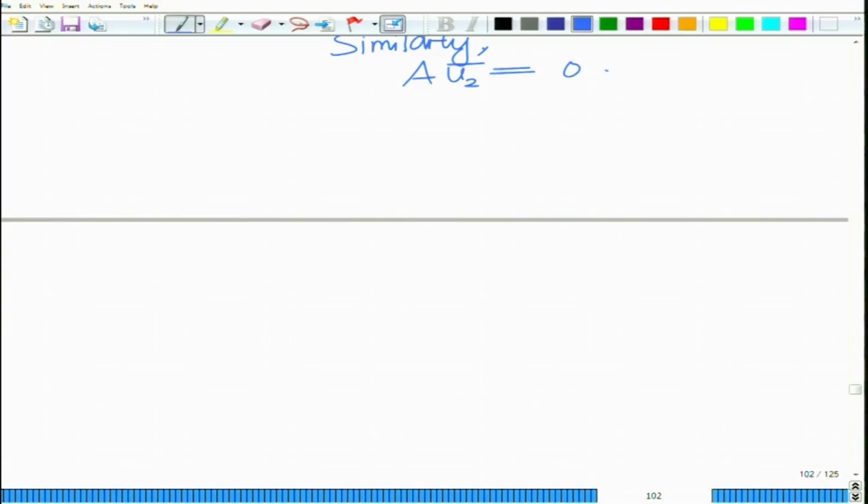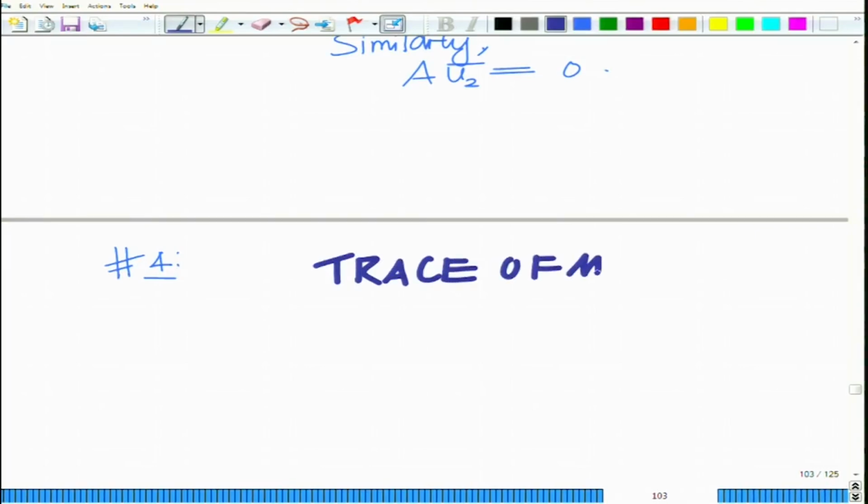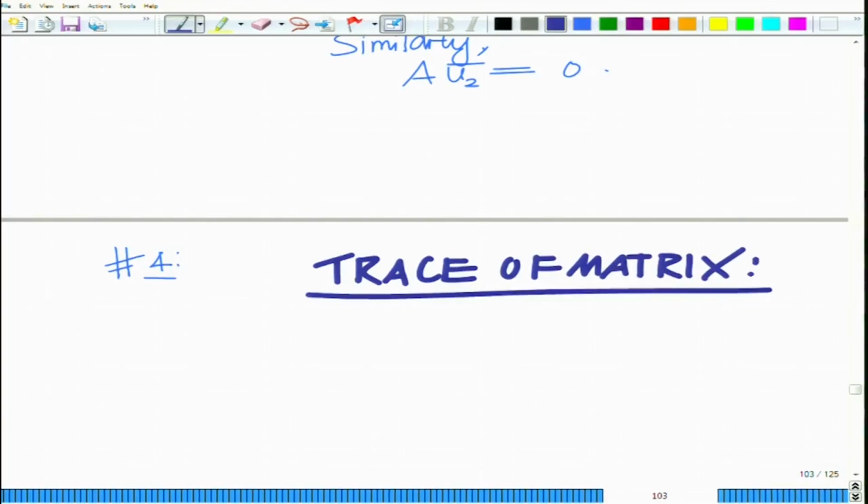Okay. Let us look at another example, example number 4, and this is regarding the trace property. This is regarding the trace of a matrix.